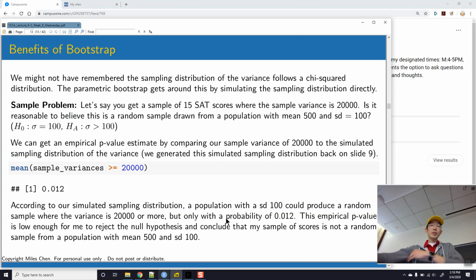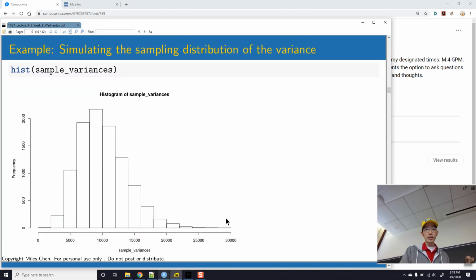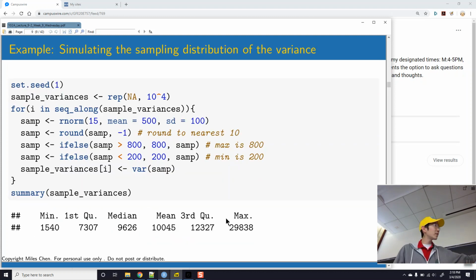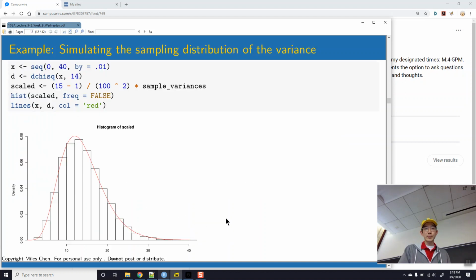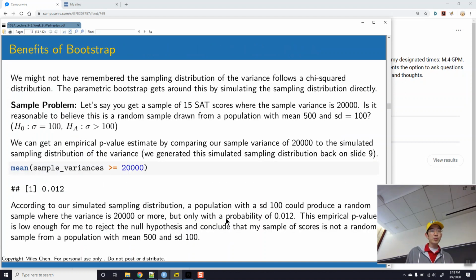But again, if you don't remember all of these distributional relationships, parametric bootstrap gets around this by simulating the sampling distribution directly, right? And I think if I said make a sampling distribution, you could figure this out. It's basically just draw a random sample, calculate the statistic that you're looking for, and store it away, okay? So it's not too hard, right?